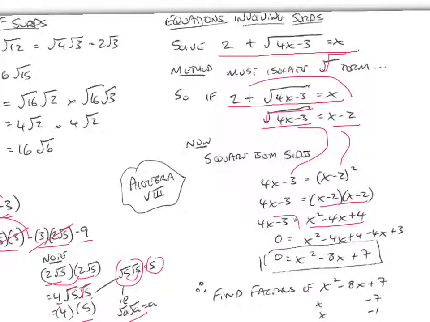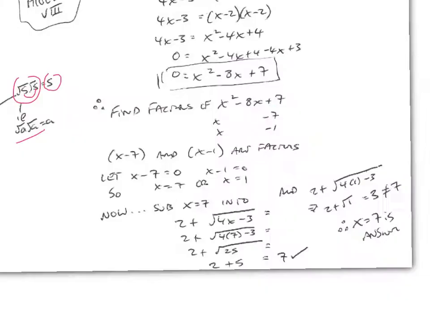Then we gather our terms over, and we end up with this quadratic expression, x squared minus 8x plus 7. So then we proceed to find the factors of this quadratic expression. That's x minus 7 and x minus 1. We let x minus 7 equals 0, so x is 7, or x minus 1 equals 0, x is equal to 1. And then we'll sub that value for x back into the original equation.